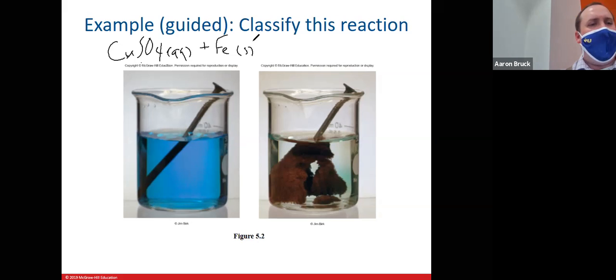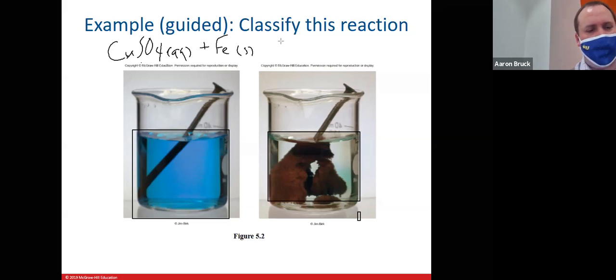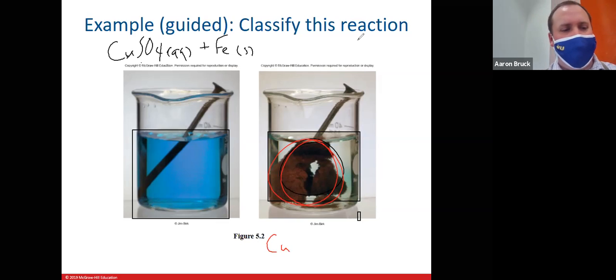Now, in this reaction, I want you to focus on what's going on inside of the solution. Don't look at the nail that's sticking out in the air. Look at the nail inside the solution. Look at the solution itself. I can notice here that I've got copper sticking to that nail. That's that red solid that is stuck in and around that nail.